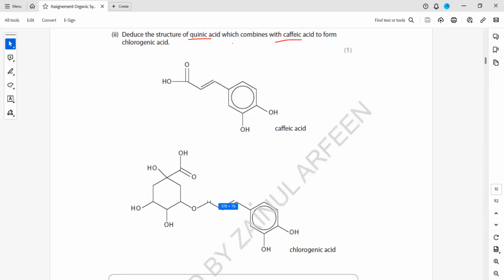because even this O is also there, but because H and OH will combine with each other. And we put H here. Means this will be the structure of quinic acid. Because this is caffeic acid and this is chlorogenic acid, which is an ester. So as this ester linkage is there, if H is removed from here, the other will remove OH. So we just put OH and we remove this whole structure. We get the structure of quinic acid.